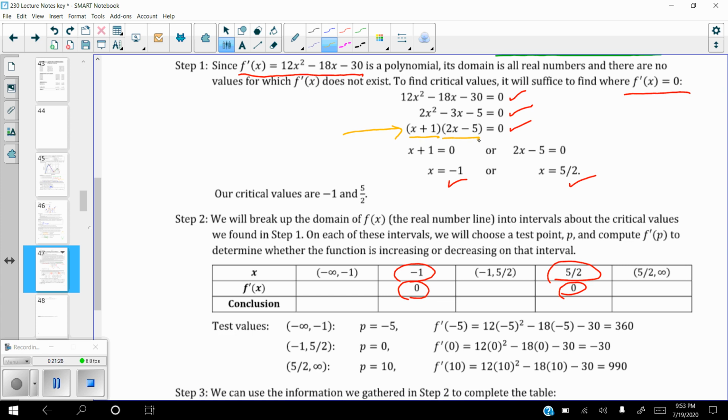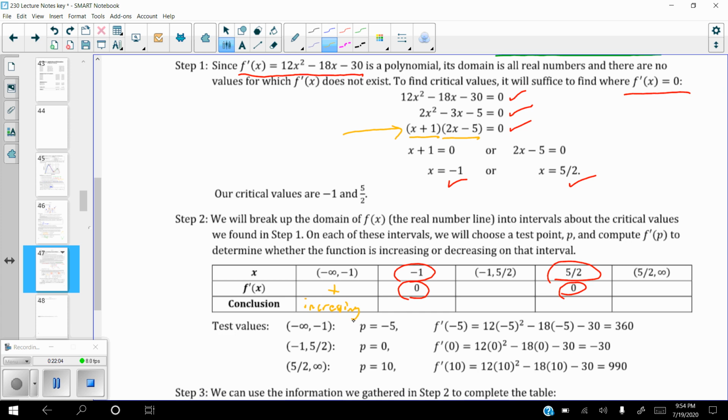If I plug -2 into 2x minus 5, it also gives me a negative. And ultimately, I'm going to take those two negative values, whatever they are, and multiply them. Well, when you multiply two negatives, you get a positive, which tells me that this is a positive value right there. And since the slope is positive from negative infinity to -1, that means that the function is increasing. And I know this is down below, but I'm just filling it in anyway, just to show you.